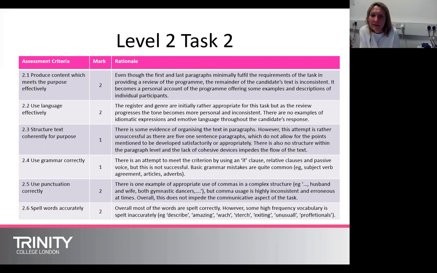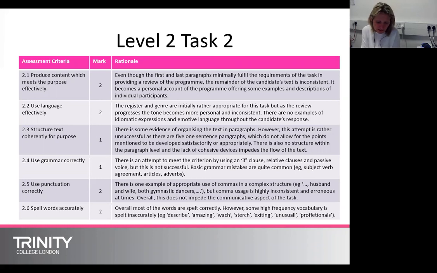Now, it's really important to not just look at the task and say this is a fail, and this is not what we're doing. What we're doing is we're looking at each of the assessment criteria and each of the amplifications separately, and we award marks using generic performance descriptors against each of the assessment criteria.